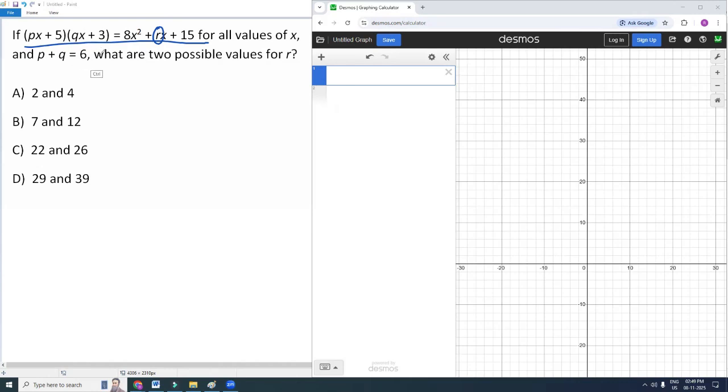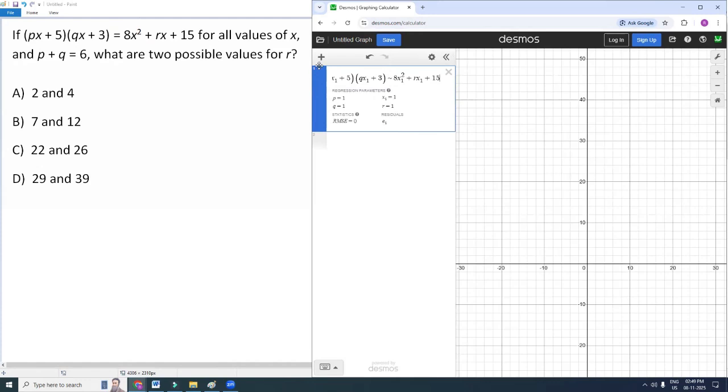Okay, so using Desmos to get the value of an unknown constant in the equation, we have to take this equation as input in Desmos. When I do so, instead of x, I have to take x1, and instead of the equal sign, I have to use the tilde sign. Now let me take this equation as input in Desmos. That is p times x1 positive 5 times q times x1 positive 3. Then we have to take the tilde sign. Then 8 x1 square positive r times x1 positive 15.